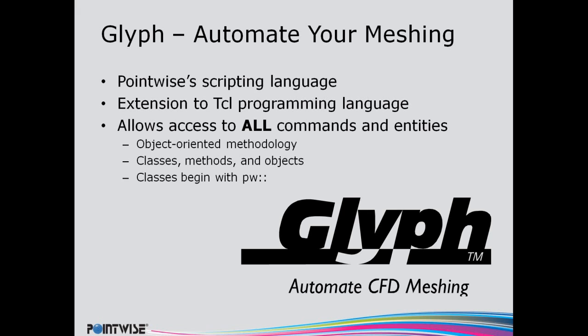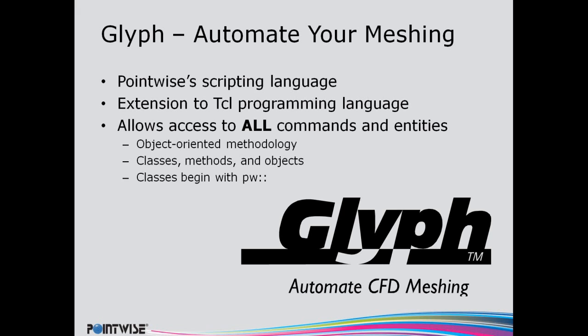A little bit about the general philosophy of Glyph. It tries to mimic the GUI's noun-verb paradigm. For those of you who aren't familiar with the noun-verb paradigm in the Pointwise GUI, the process for doing operations is to create an instance of an entity or an object first. That's your noun, and then once that's created, you go and modify or manipulate it. So you apply some sort of action or method to that instance or object.